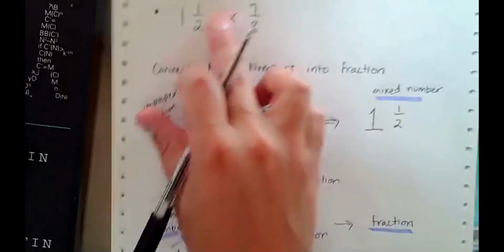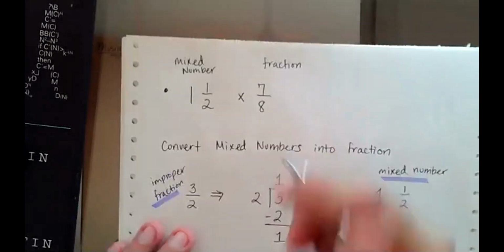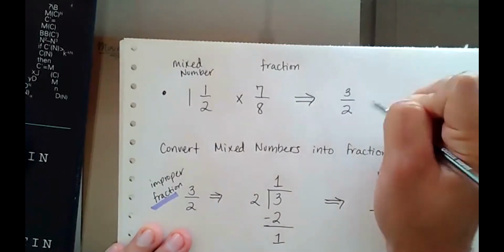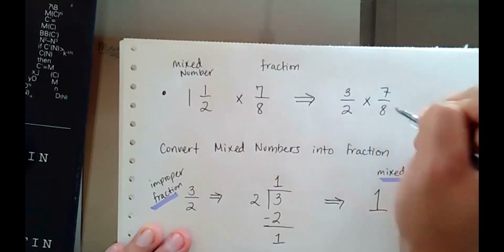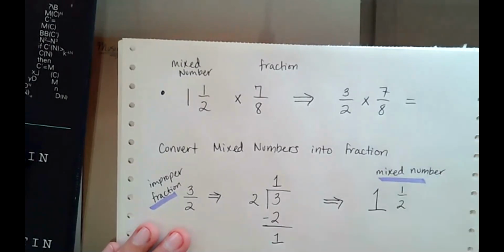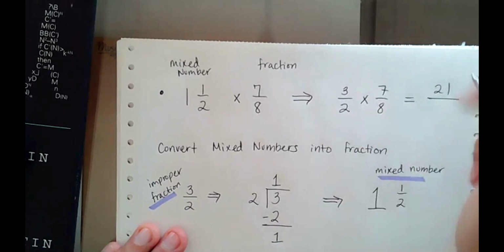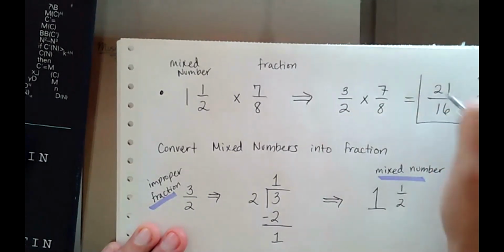So if I wanted to complete this problem up here, I have to rewrite it as 3 over 2 times 7 over 8, which is then a straightforward multiplication problem. 3 times 7 is 21, 2 times 8 is 16, and we'll just call it a day.